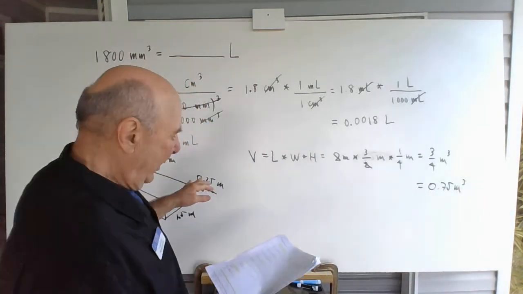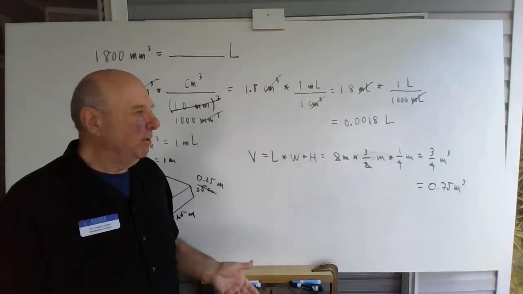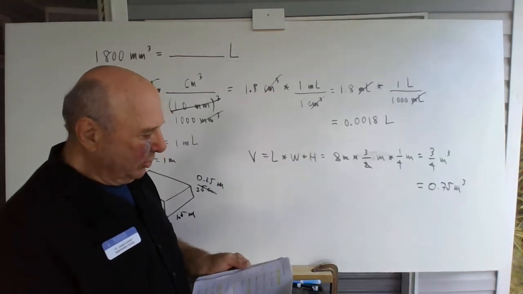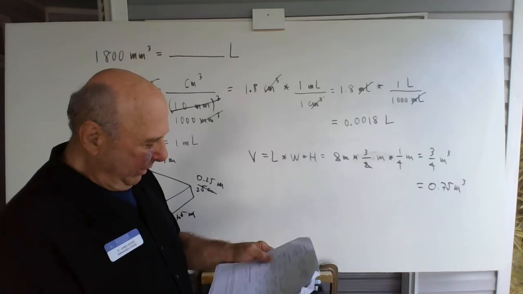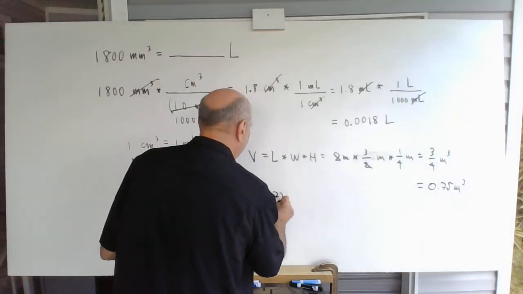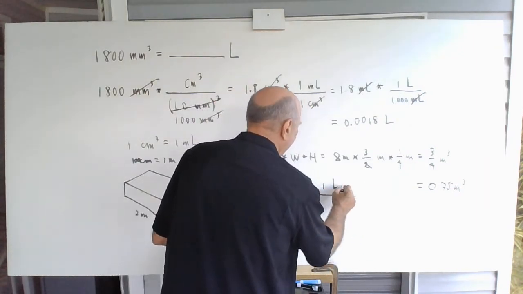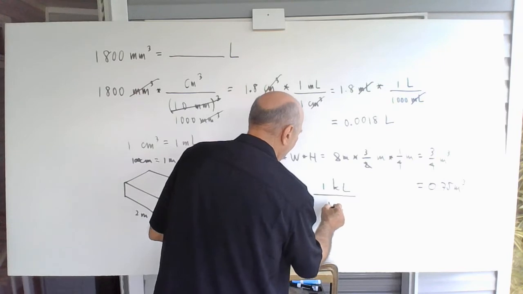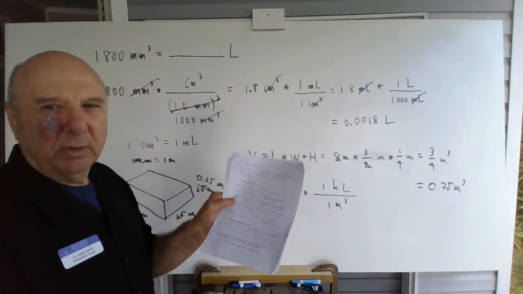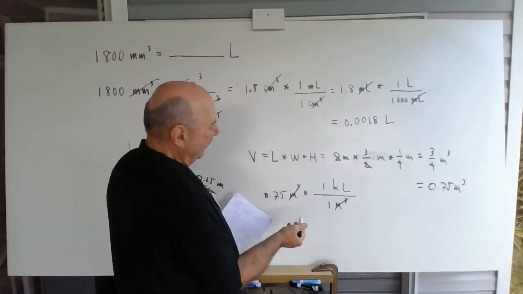Now, the question is, how many liters is in the volume? Well, we have the volume in terms of meters cubed. So when we go to our equivalence table, it says 1 meter cubed is 1 kiloliter. So for 0.75 meters cubed, the unit fraction is 1 kiloliter is 1 meter cubed. That's the equivalence from the bottom row in number G. So the meters cancel, so I get 0.75 kiloliters.